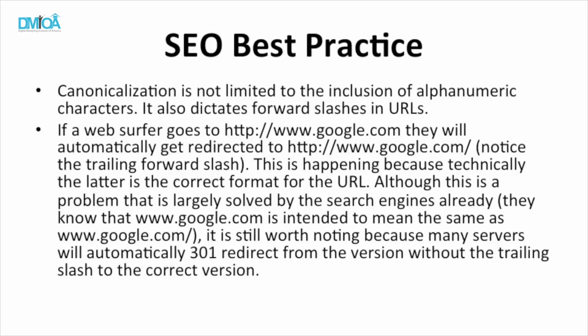Though this is a problem that is largely solved by search engines already, it is still worth noting that many servers will automatically 301 redirect the version without the trailing slash to the correct version. By doing this, a link pointing to the wrong version of the URL loses between 1 to 10% of its worth due to the 301 redirect. The takeaway here is that wherever possible, it is better to internally link to the version with the trailing slash.